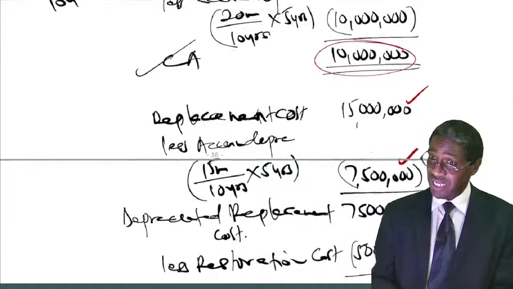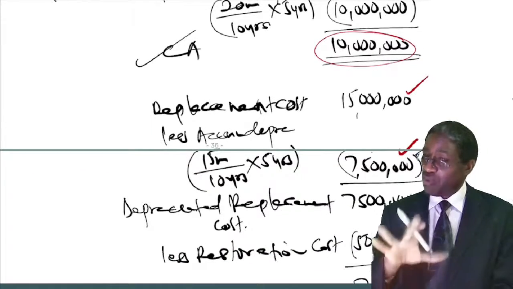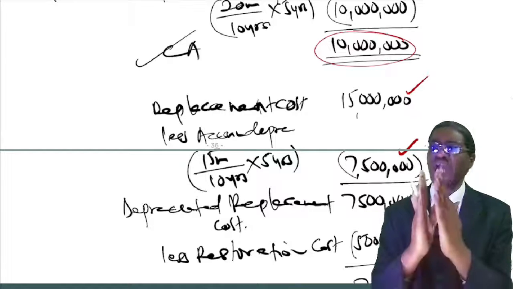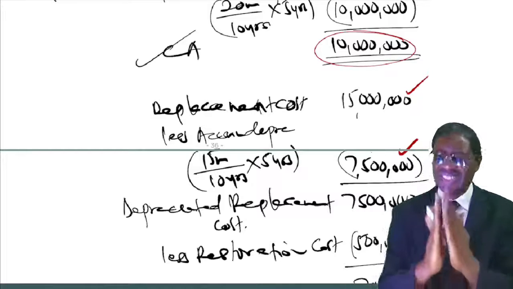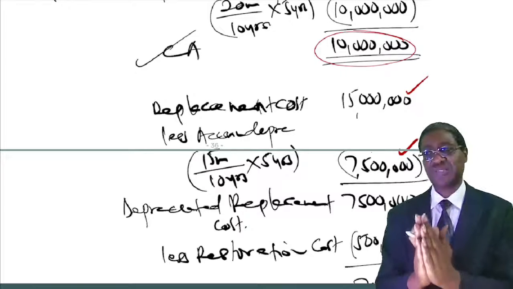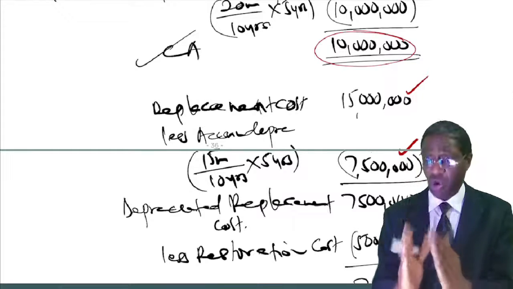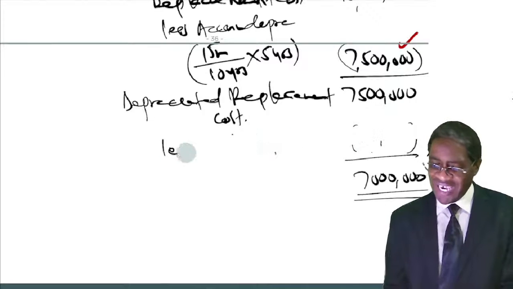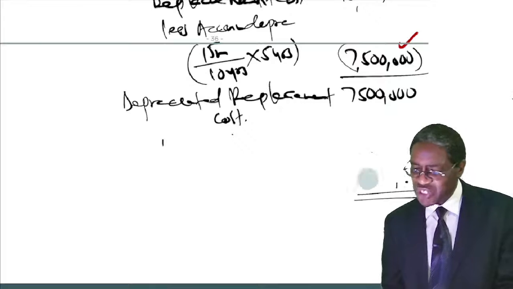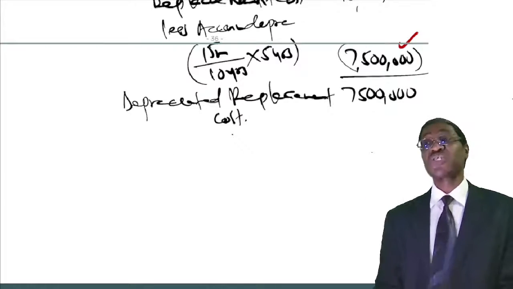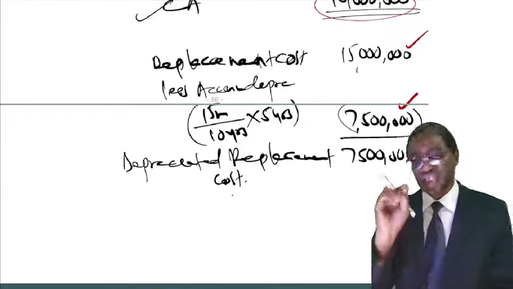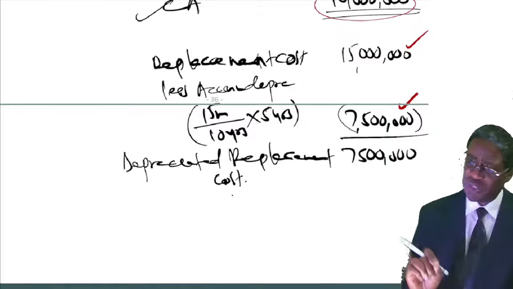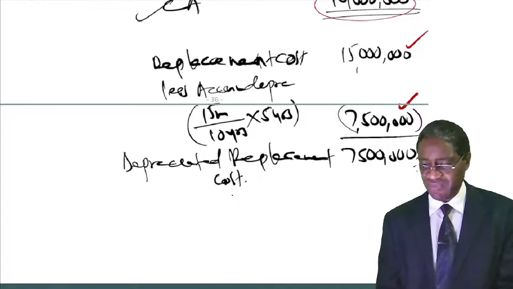Then listen to this again. For that third method also, by the time you are testing for impairment, you will ask yourself, what is the replacement cost of that asset? Once you get the replacement cost, you again calculate what we are calling the depreciated replacement cost. Once you get the depreciated replacement cost, like in this illustration, we are getting 7.5 million.